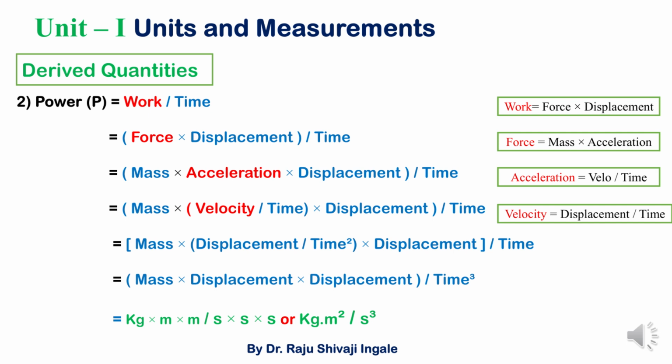Now this time comes here in the denominator. Again, the velocity is nothing but displacement upon time. So you can observe that for displacement we use length, and again time and mass, these are all fundamental quantities. So power is derived from the fundamental quantities. Power is a derived quantity. The quantity which can be derived from the fundamental quantity is known as the derived quantity, and its unit is known as the derived unit.